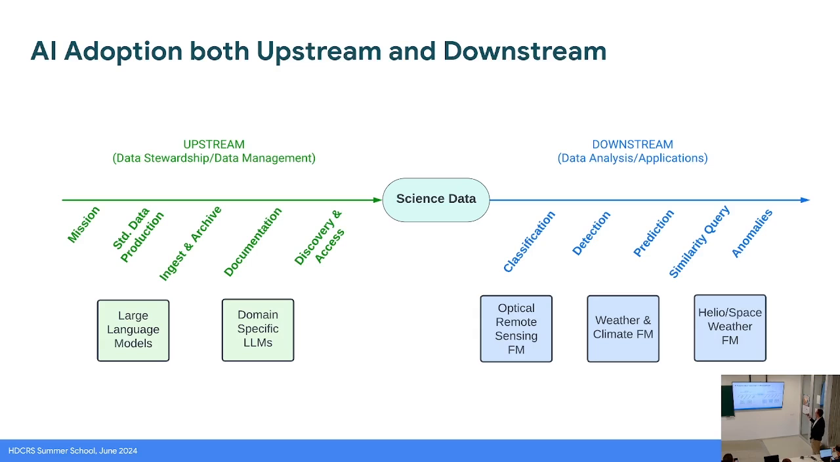On the downstream side, a lot of the focus is around scaling our traditional data analysis, like classification, detection, prediction, even similarity search and anomaly detection. All of that is based on science foundation models. One example is the geospatial foundation model. So this is what we are looking at, at least in NASA, and it mostly applies across space agencies as well.